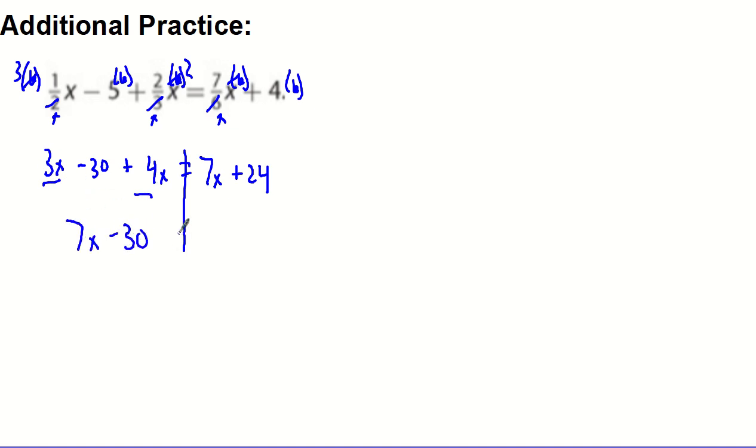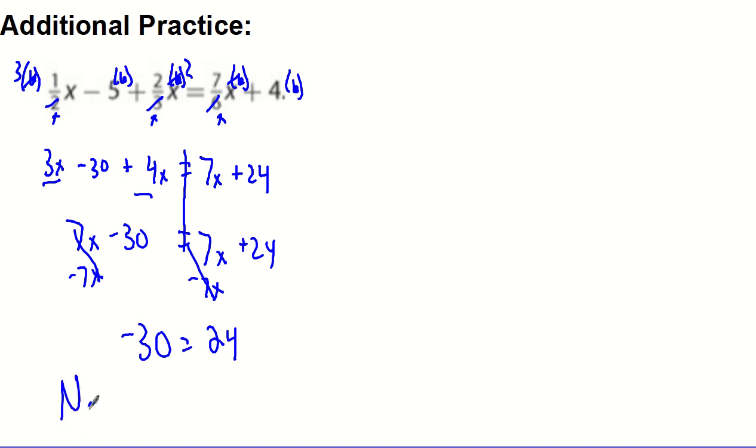So I have 7x minus 30 equals 7x plus 24, and I got to get the x's to the same side. So I'm going to subtract 7x from both sides, but they cancel on both sides. So I'm left with negative 30 equals positive 24. That does not make sense. That is not true. All my x's are gone. That means that I have no solution.